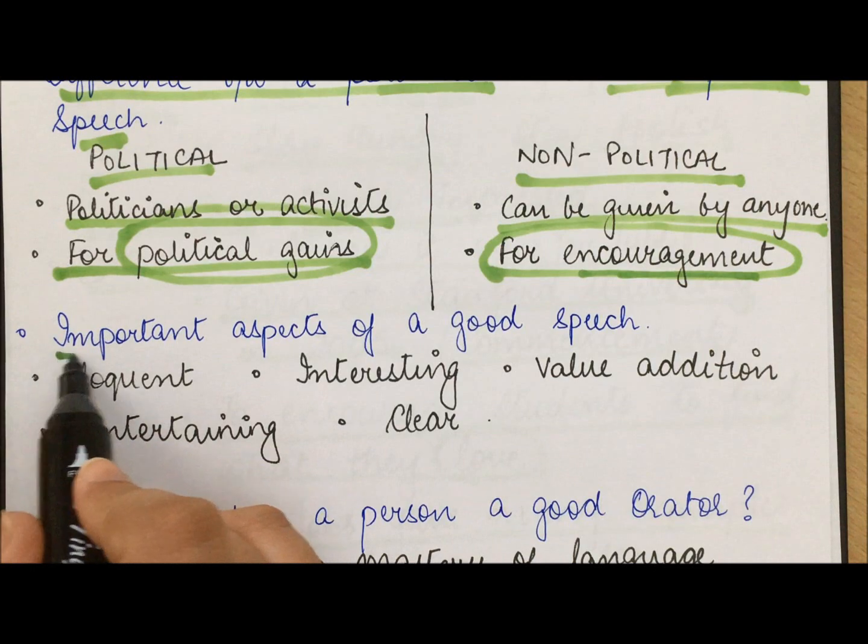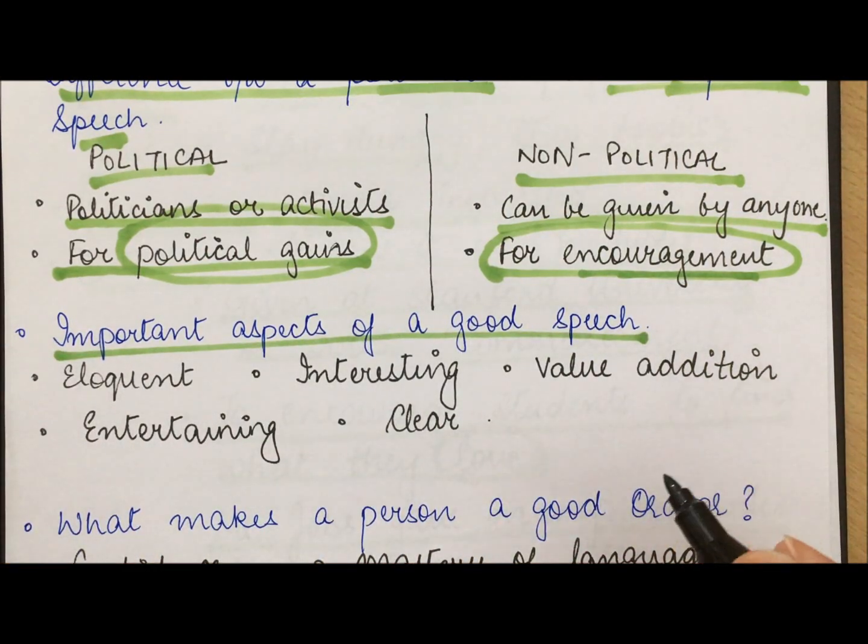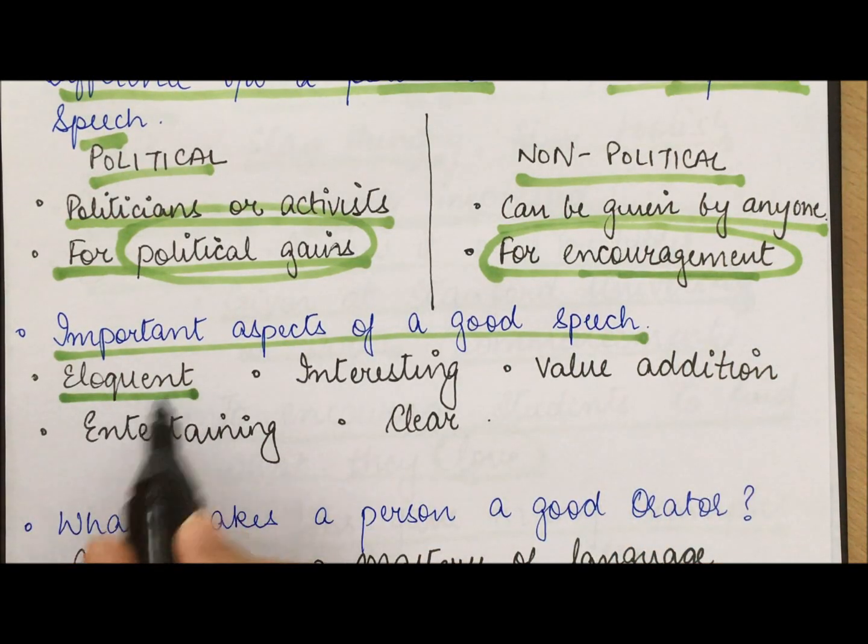Now the next question is important aspects of a good speech. What are the important aspects? What are the important things in a good speech? First is that the speech should be eloquent.